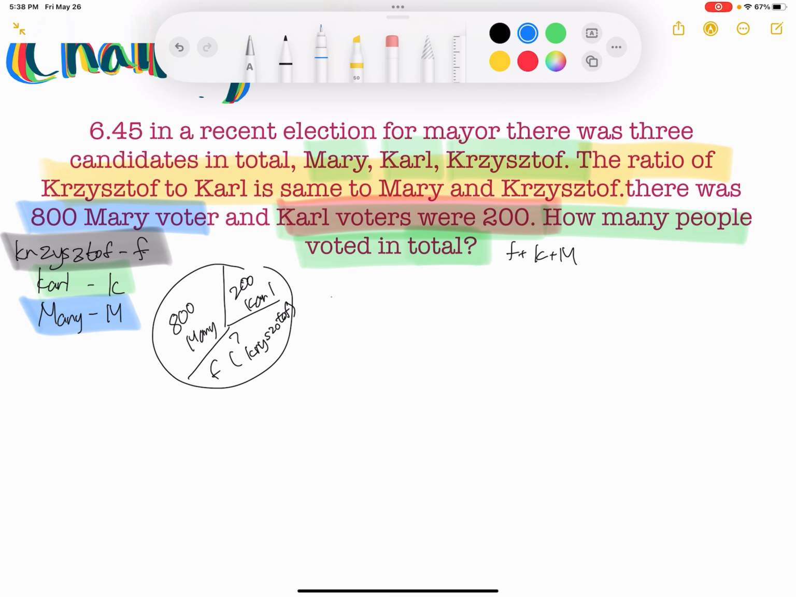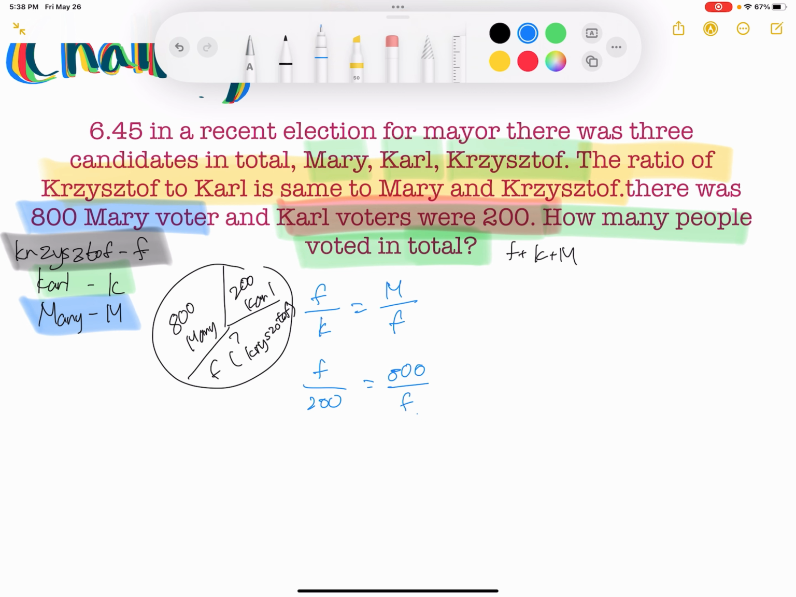Okay. F, Kristoff, to Carl, K, equals Mary, M, to Kristoff. Kristoff to Carl is the same as Mary to Kristoff. Okay, you may say, this isn't looking really particular. Now let's plug in the numbers. F, we don't know. We know K as Carl, which is 200. We know M as Mary, which is 800.